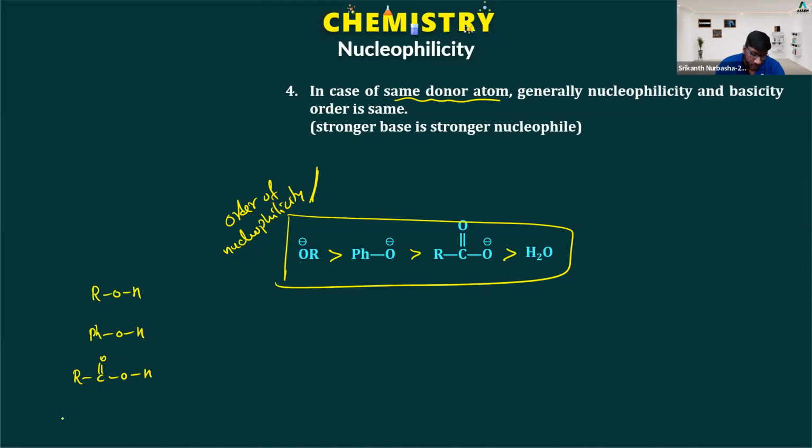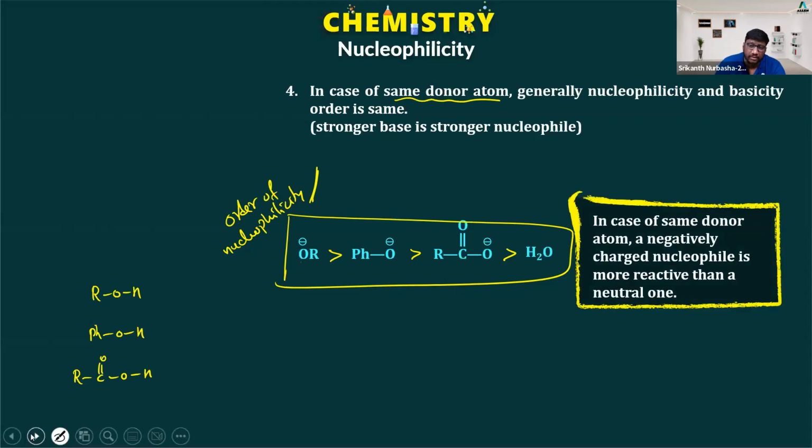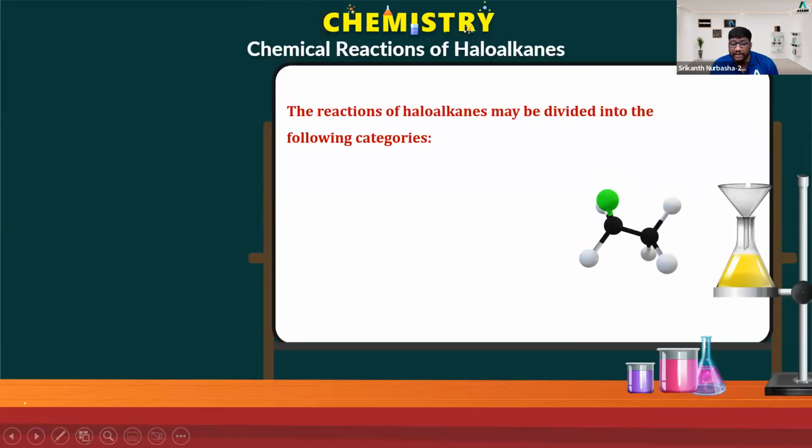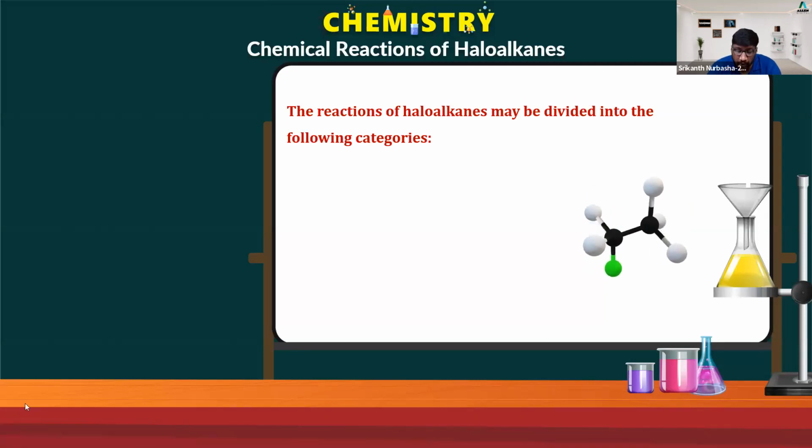And a negatively charged nucleophile is greater in nucleophilicity when compared to a neutral nucleophile. So this is the order of nucleophilicity, right? So after this, leaving group tendencies, solvents, and nucleophilicities, we are good to start with the chemical reactions of haloalkanes.